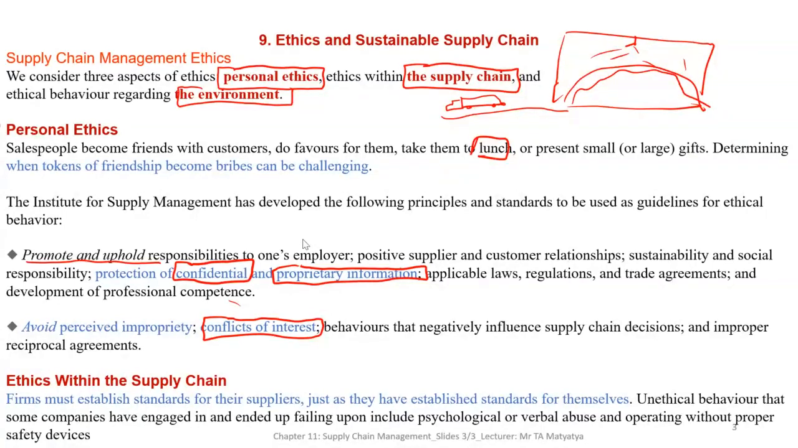Behaviors that negatively influence supply chain decisions, improper reciprocal agreements. Ethics within the supply chain. Firms must establish standards for their suppliers, just as they have established standards for themselves.